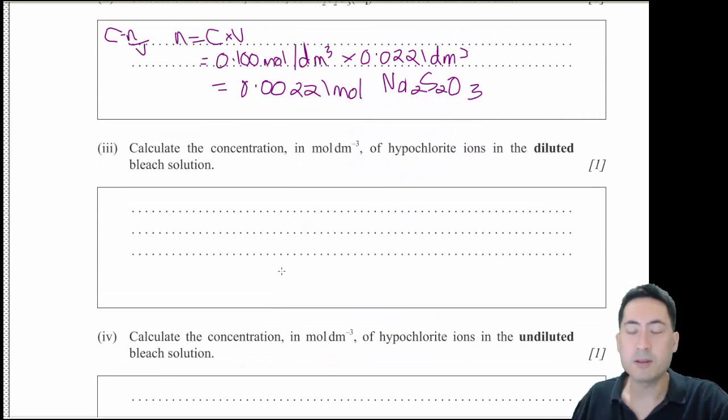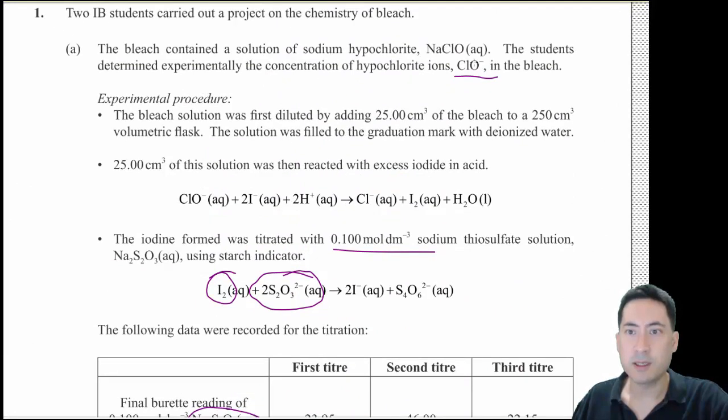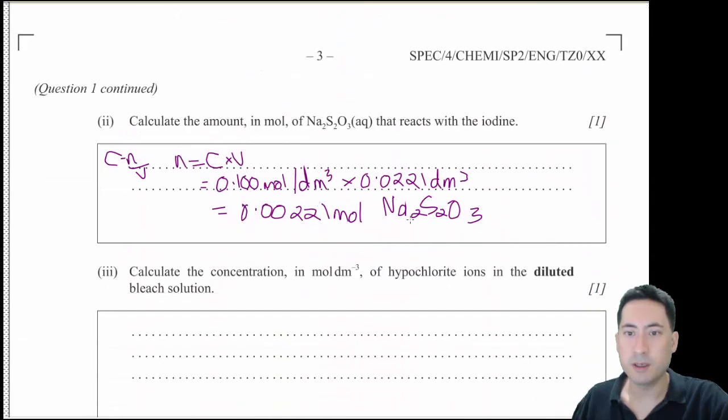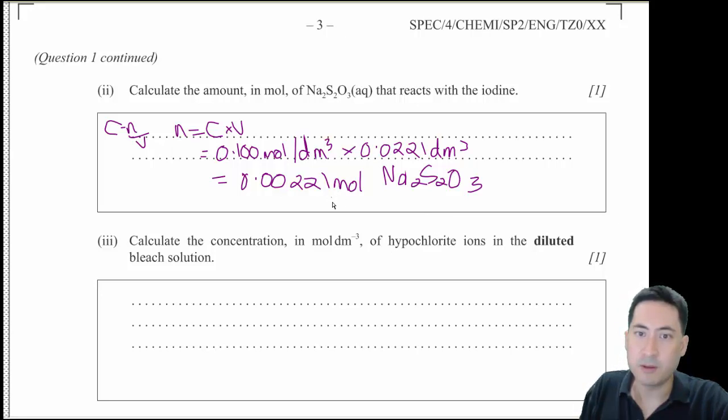Okay, the next step: calculate the concentration in moles per liter of hypochlorite ions in the diluted bleach solution. So what actually happened here? The bleach solution contained these ions. It was diluted 1 in 10, so they took 25 mils and put it in there with deionized water, and then we reacted 25 mils of that solution with iodine. So the 0.00221 moles we just worked out was contained within 25 mils, the aliquot that we took, 0.025 decimeters cubed.